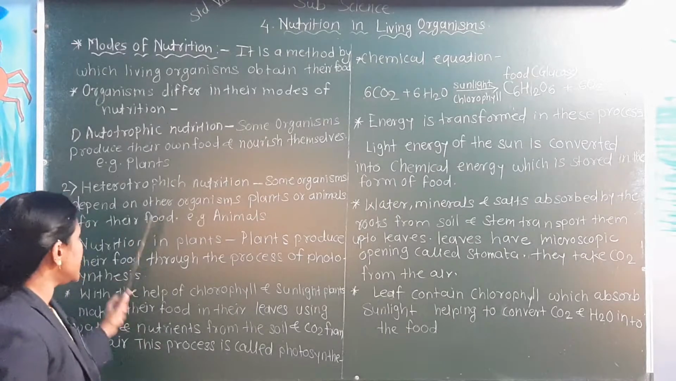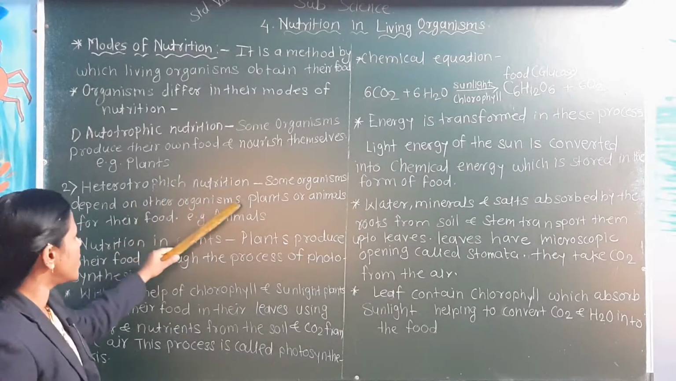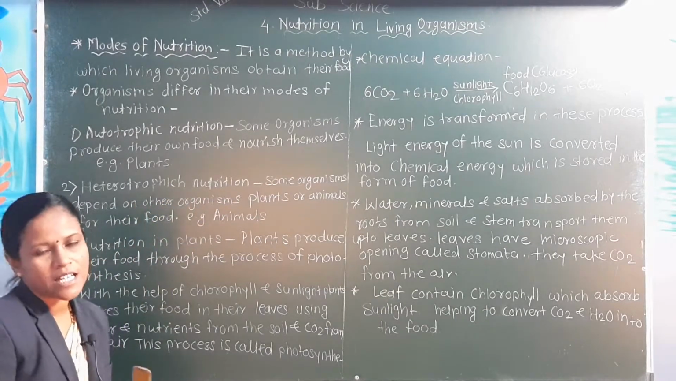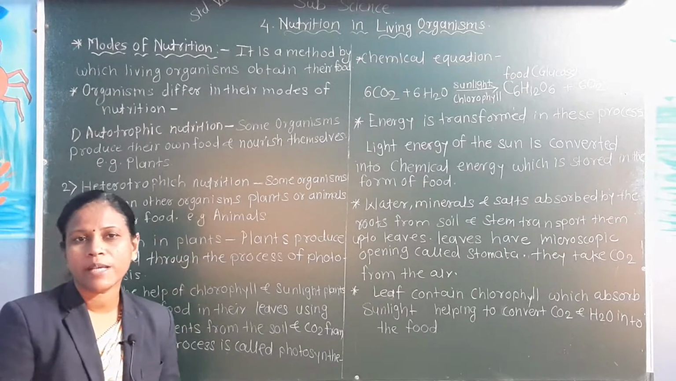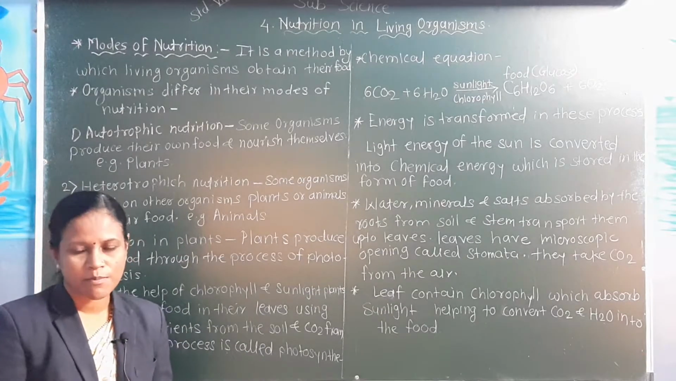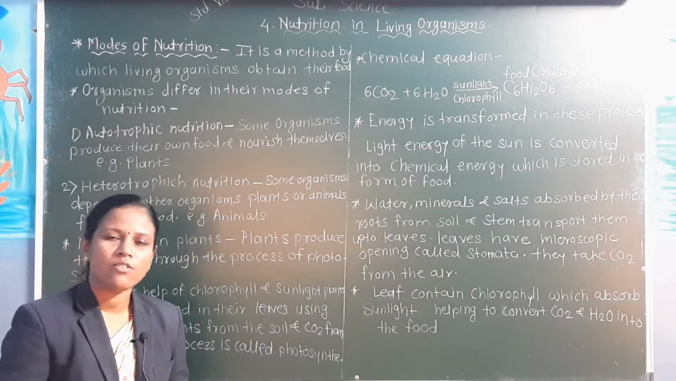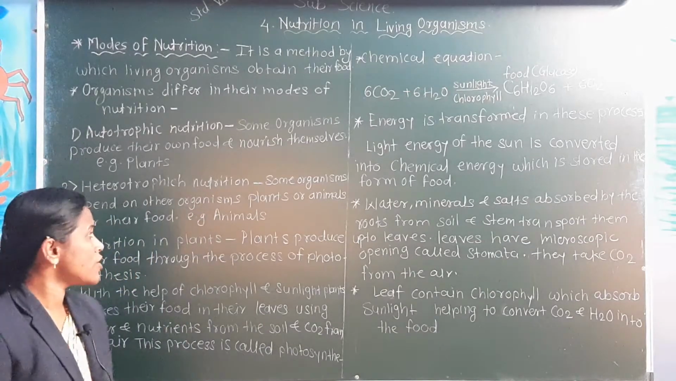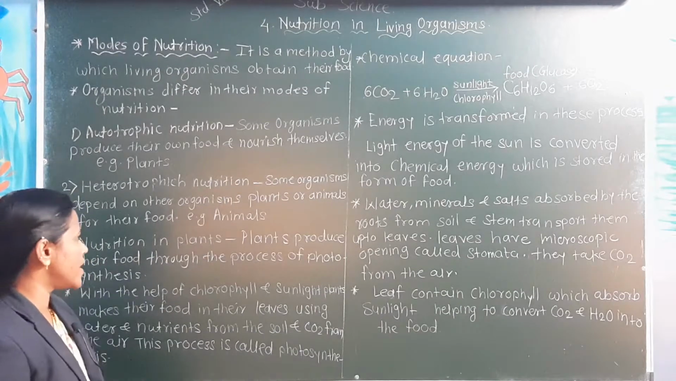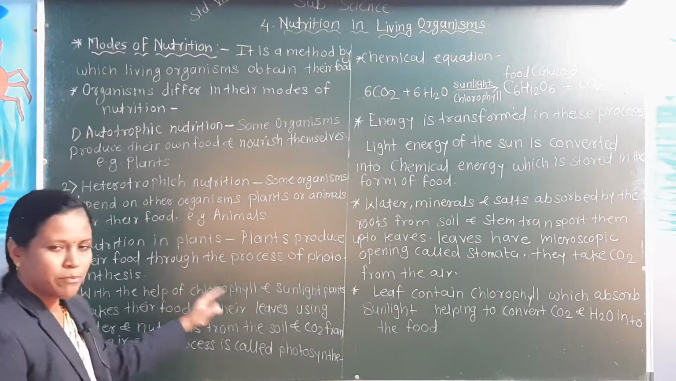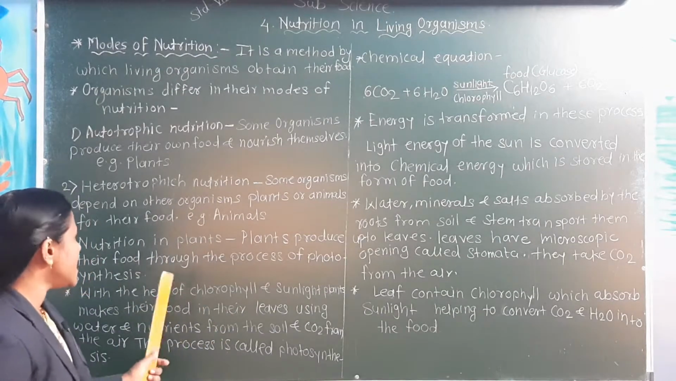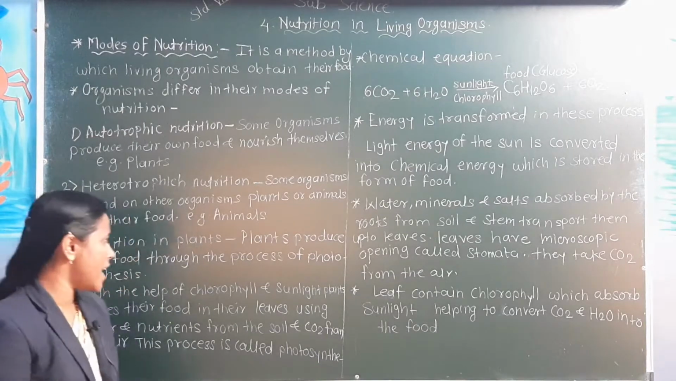Next nutrition is heterotrophic nutrition. Some organisms totally depend on other organisms like plants or animals for their food. That nutrition is called heterotrophic nutrition. For example, animals. Now let us see nutrition in plants.